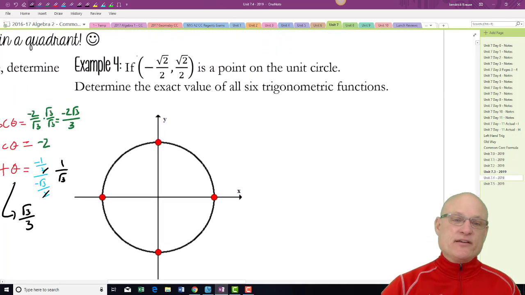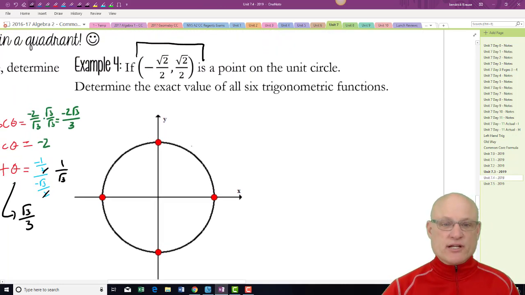Anytime I see these, it's 45 degrees. Now let's see what quadrant we're in. Negative square root of 2 over 2. That's right here. Positive square root of 2 over 2. So negative square root of 2 over 2, positive square root of 2 over 2.